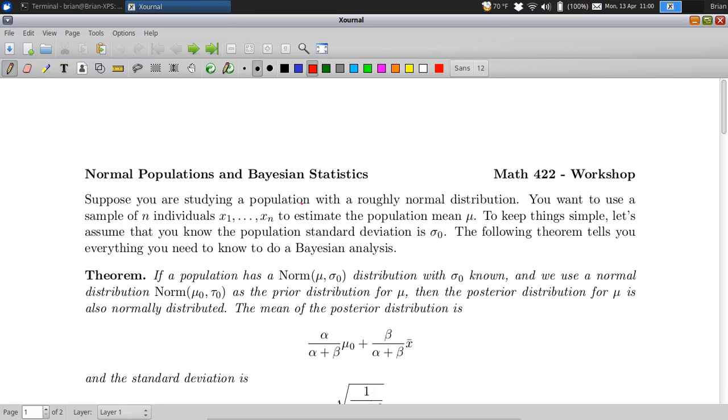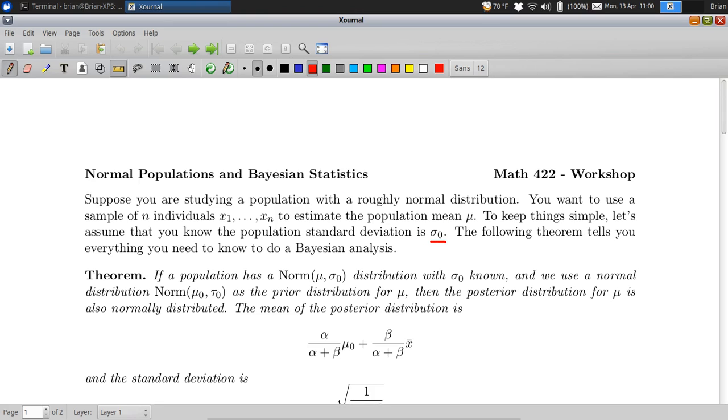And today I want to take a look at what is probably the most common situation in statistics, where you have a population that you think might have a normal distribution and you want to say something about the population mean. And to simplify things, I'm going to assume that you know the population standard deviation. So I'm going to assume that this number sigma for the population is known.